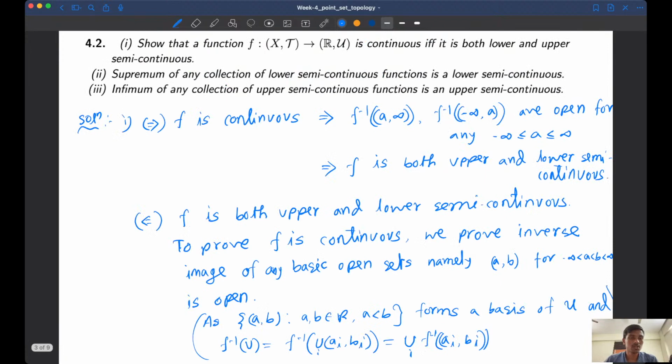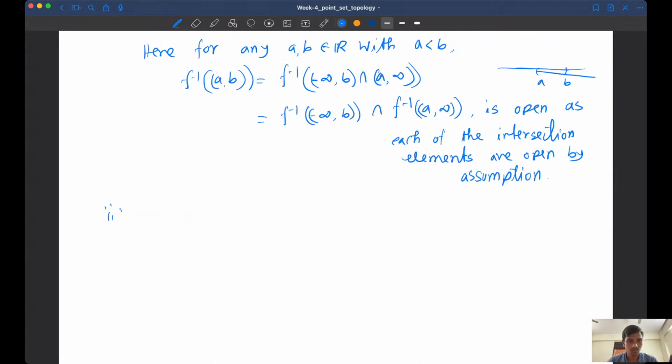For the second part, it is saying that the supremum of any collection of lower semi-continuous functions is lower semi-continuous. So how does one define the supremum of any collection? Let me first consider this F_i to be any collection of lower semi-continuous functions.